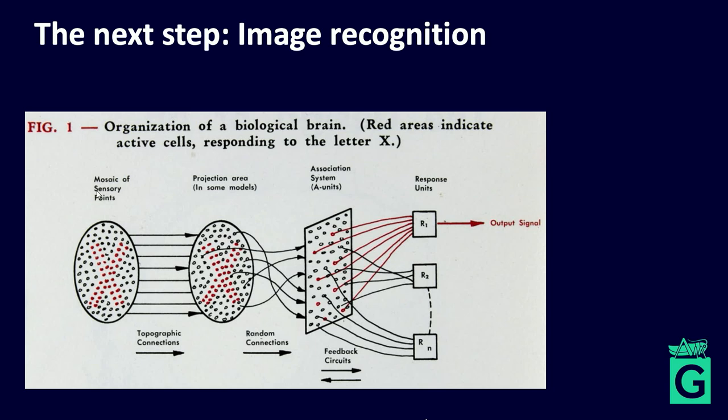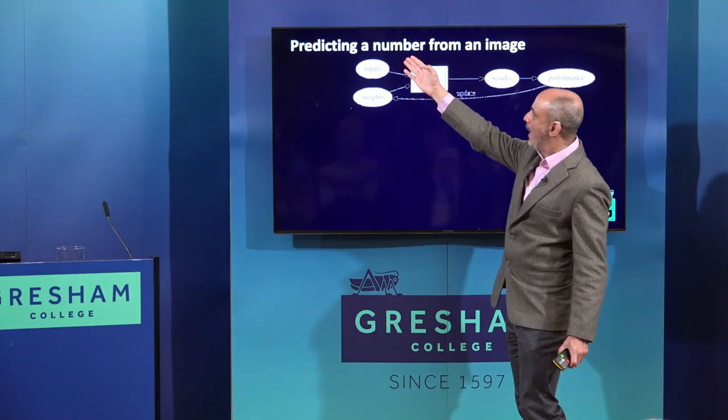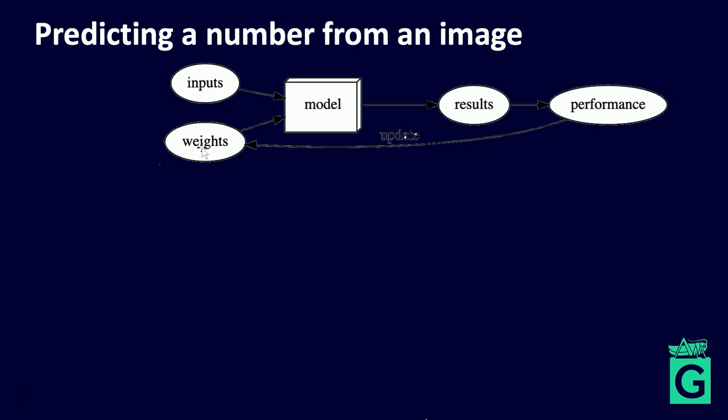Okay? But let me see if I can get this to be clearer. This was the original taken from that paper. Let's see if I can make it a little clearer. So what I'm going to do is try to predict a number from the image of a number. I have the inputs, like X1, X2, X3, which we just saw. We have the weights, the W1, W2, W3 we just saw.